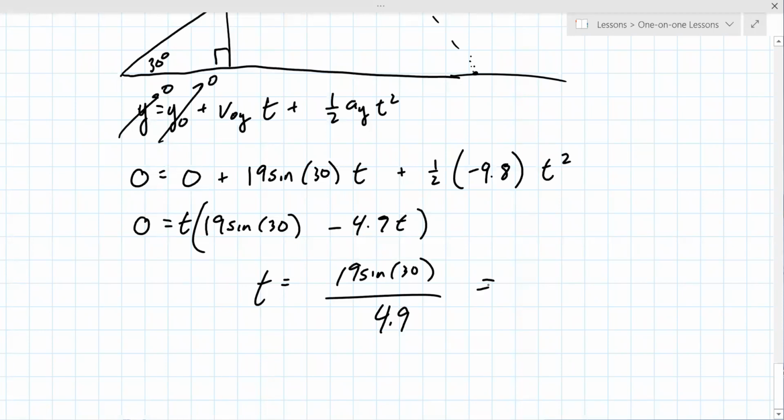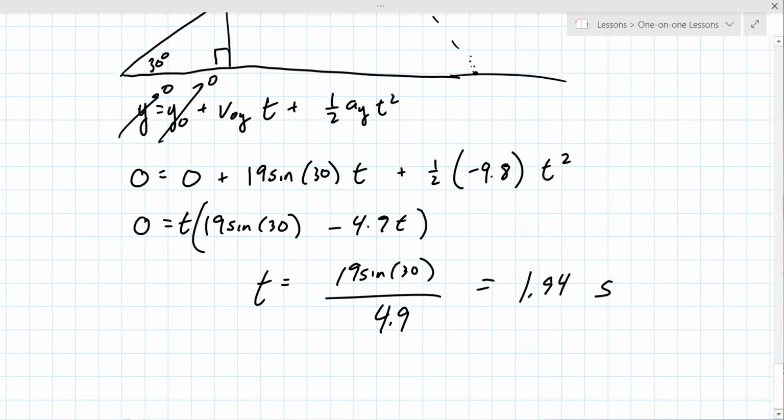Oh wait, I put that in incorrectly. There we go. 30. Now I get that divided by 4.9. That should be 1.93 or 94. Okay, great. Again, though, that's not the answer, but it leads us to the answer.